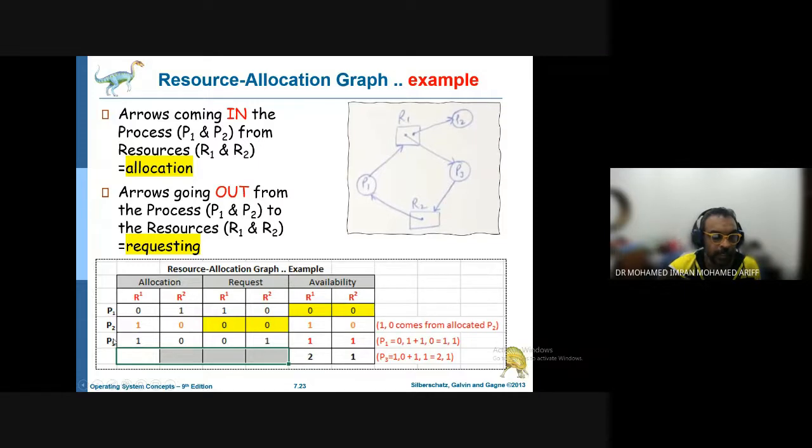P3. P3 is being allocated R1. Betul tak? P3 allocated R1. Arrow masuk. Arrow keluar from proses ni, going up to 2. So here, is it going to P1 balik? Tak ada. Is it going from P3 masuk R1 balik? Tak ada. Okay, that's why tak ada kat sini. Okay, R2 masuk tak ke dalam P3? Tak ada juga. That's why it's 0.